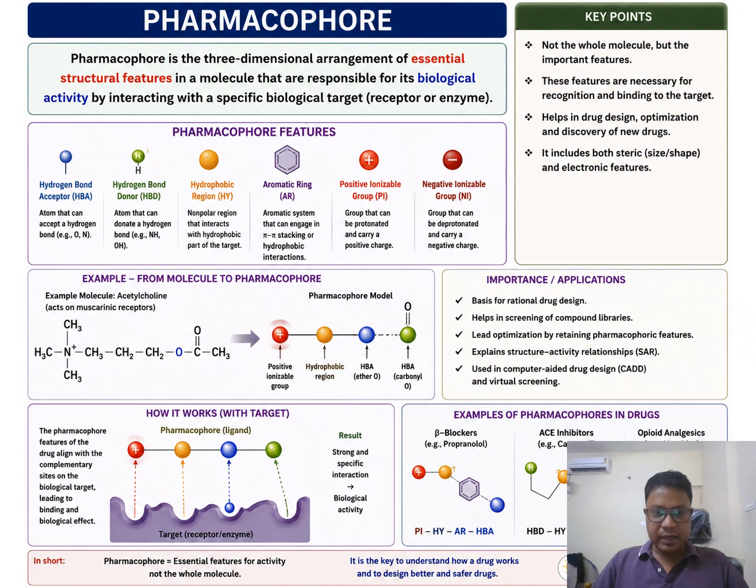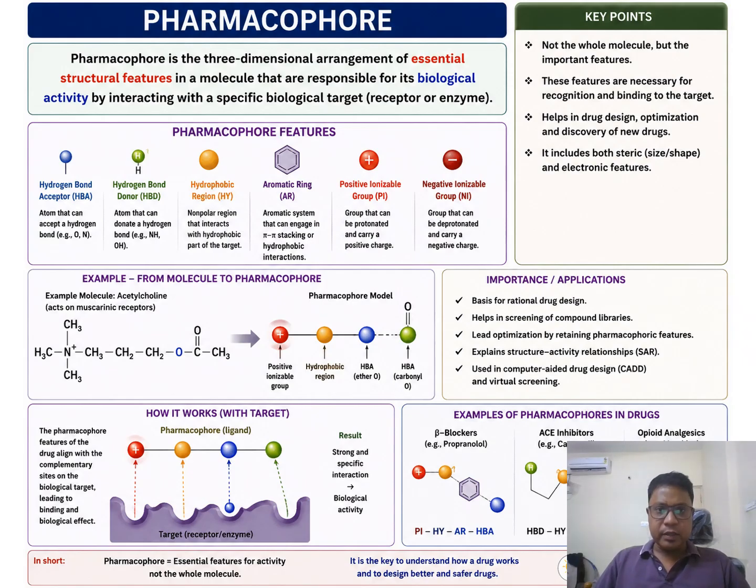And then the oxygen, etheric oxygen, in blue color. That could be a hydrogen bond acceptor. And then a ketone group oxygen. That could again be a hydrogen bond acceptor. So these are the pharmacophores present in this particular drug molecule.